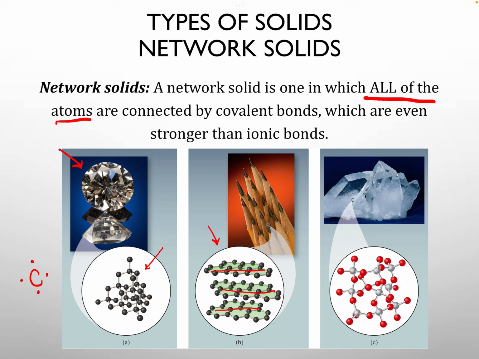in sheets of carbon. And so these sheets of carbon, again, each carbon atom is attached to 4 other carbon atoms. And so these are network solids. All of the atoms in the whole structure are connected by covalent bonds.